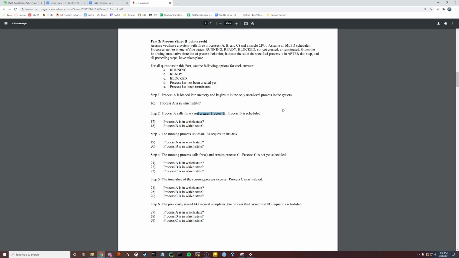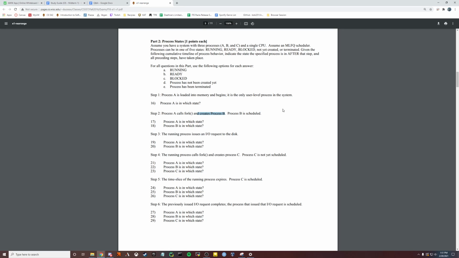I think 18 might be running, and my argument for that is that if we want to use the CPU as effectively and efficiently as possible, and if we've stopped a different process, and as far as we know process A is the only one that's running, I think something should be running if we're stopping the previous one. If that makes any sense. Well, we can put down running for 18.